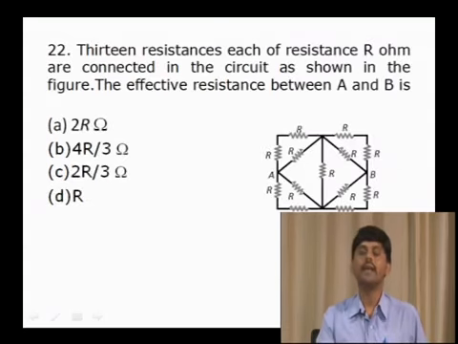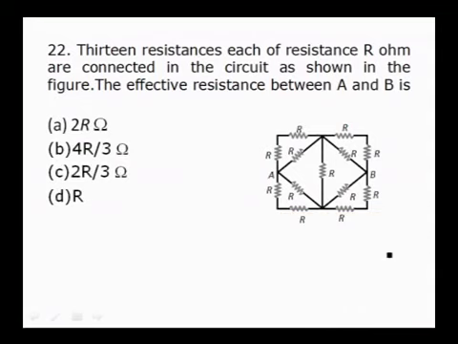Question number 22. 13 resistors, each of resistance R ohm, are connected in this circuit as shown in the figure. The effective resistance between A and B is: option A, 2R ohm; option B, 4R by 3 ohm; option C, 2R by 3 ohm; and D, R ohm. When we observe this figure, it is very complicated, but once we know how we are going to solve it, it becomes very easy.